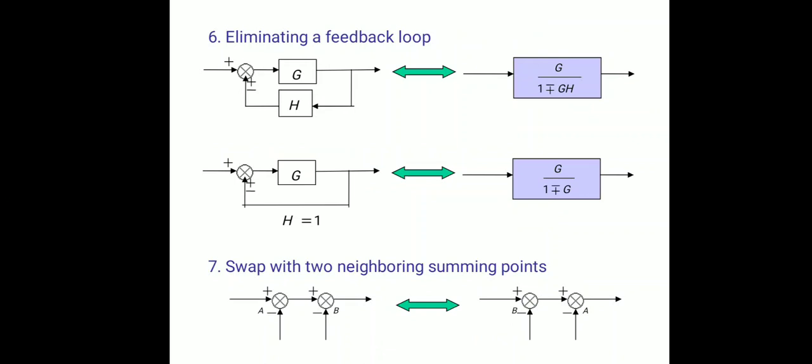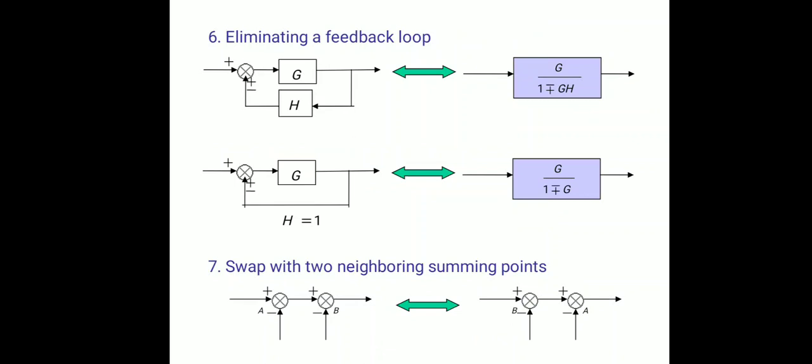If the feedback is negative, we will get the positive sign in the denominator equation of the equivalent gain. If the feedback is positive, we will get the negative sign in the denominator equation, 1 minus GH. So G upon 1 plus G into H is the closed loop system transfer function for negative feedback. If the feedback is unity, that is the unity feedback system, then H will be equal to 1.